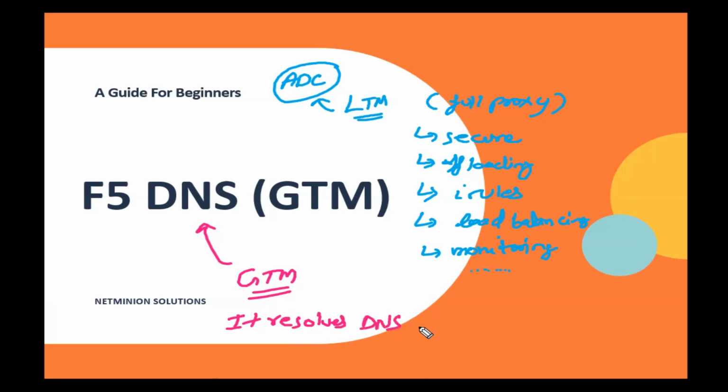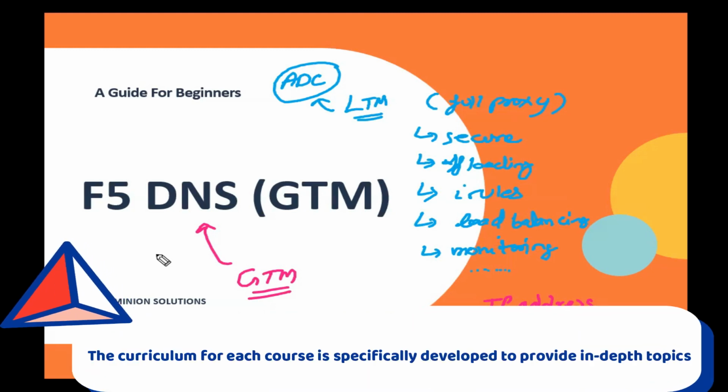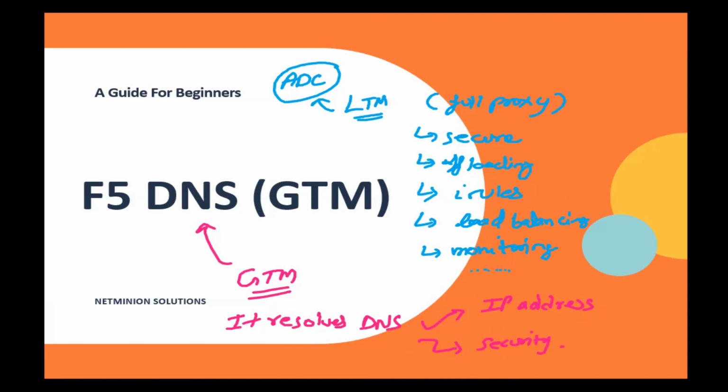It resolves the DNS query with the IP address, as everybody knows the basic functionality of DNS, but it sends the query to the best or maybe the closest data center. What does that mean? I will tell you. Second thing, it provides security also. We will talk about these features later on. Then we have more products like ASM, Application Security Manager, which was the previous name. The new name is Advanced WAF.